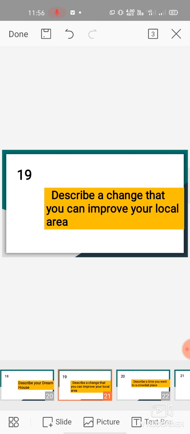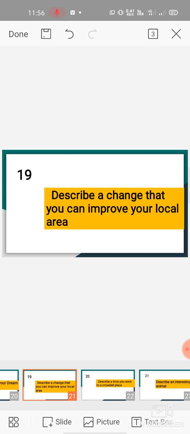Describe a change that you can make to improve your local area. So you can describe a change in your local area that can be anything, like you have to establish a gym, or you have to start a new project in your village or in your local area.